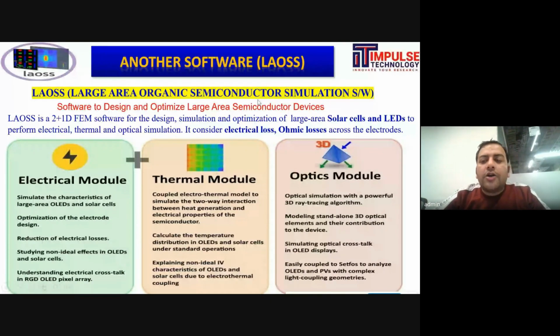That loss study can be performed by using this LAOS software. So electrical loss, ohmic loss, heat loss, geometrical loss. For electrical loss analysis, there is an electrical module. For heat and temperature loss, there is a thermal module. For optical study, there is an optical module. Similarly, like SETFOS is divided into 4 modules, LAOS is divided into 3 modules. Whichever module is convenient can be planned according to your needs.